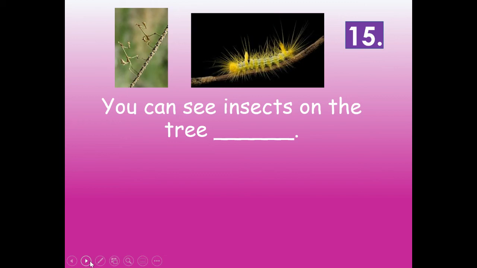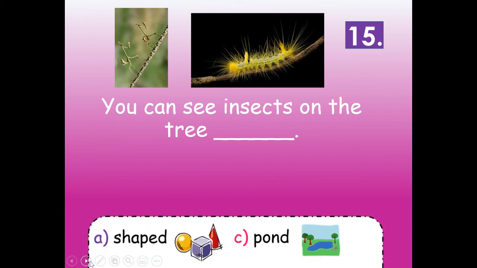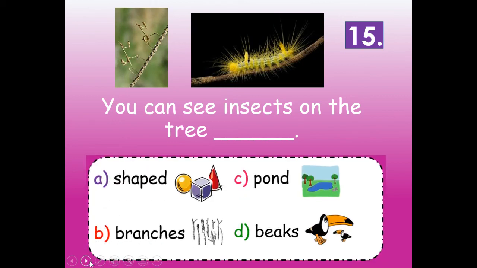Number 15, you can see insects on the tree blank. You can see insects on the tree shaped. You can see insects on the tree branches. You can see insects on the tree pond, or you can see insects on the tree beaks.